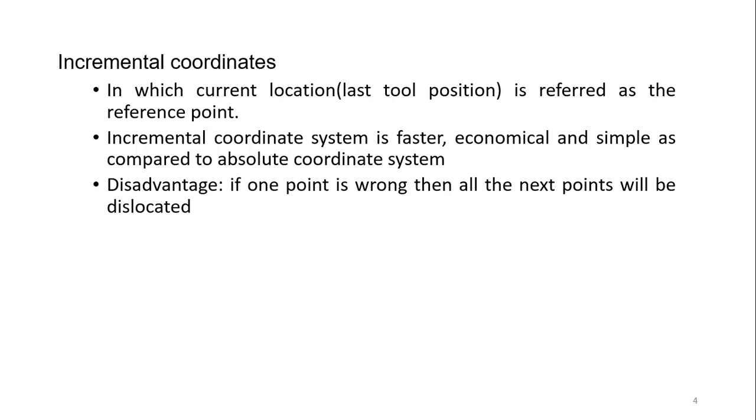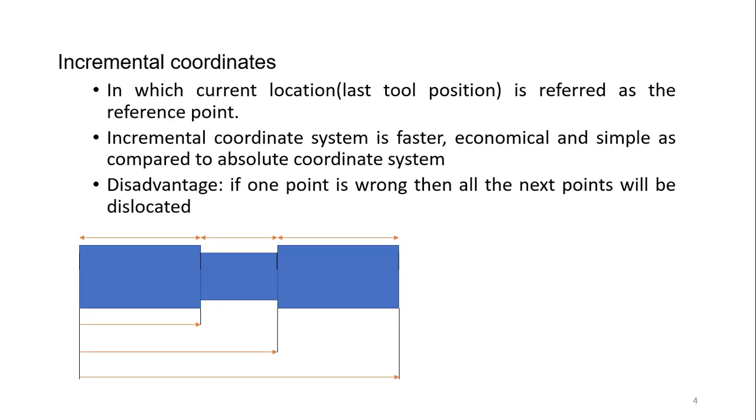Clear? We all know that if I am standing here, then I know how much distance I have to move. I need not measure from one reference point which is far behind. So incremental is faster and economical. But if one single point is wrong, then the next point will definitely be dislocated. This is not the case with absolute dimensioning. To clarify this, I have given you one example.